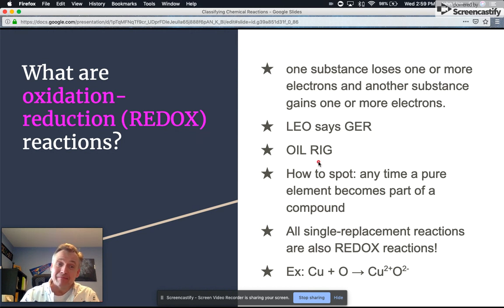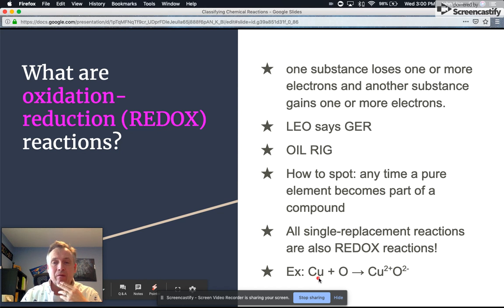Some people like OIL RIG. OIL RIG works too. Oxidation is losing electrons. Reduction is gaining electrons. So you can think of it that way too. You have two ways to remember. How to spot it. So anytime a pure element becomes part of a compound, when you see something like this down here, it's usually a metal, not always, but pretty much 90% of the time it's going to be a metal from group 1 or 2 in the periodic table, or a transition metal as well.